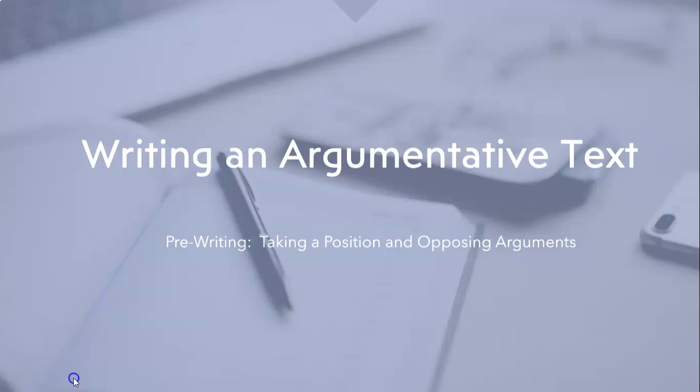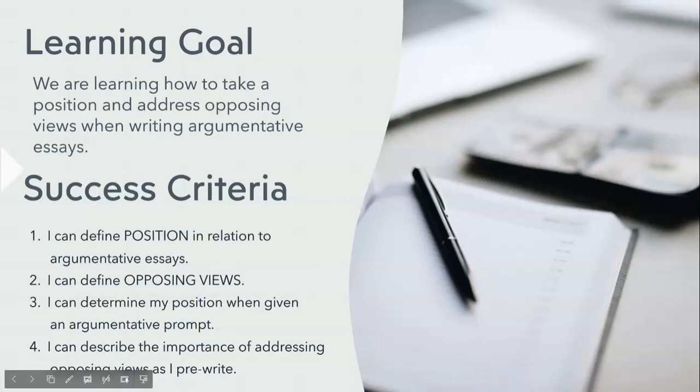Today we are chugging right along in our unit on argumentative text. Today we're stepping right on along in our pre-writing process. Today we're talking about taking a position and addressing opposing arguments. As always, we have a couple of learning goals and success criteria. Today, we are learning how to take a position and address opposing views when writing argumentative essays.